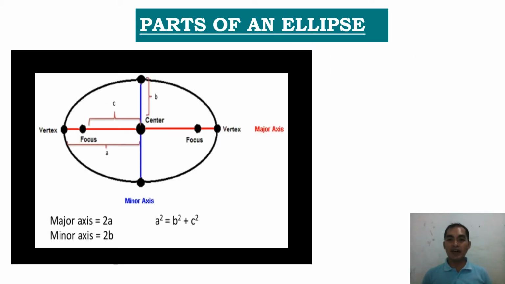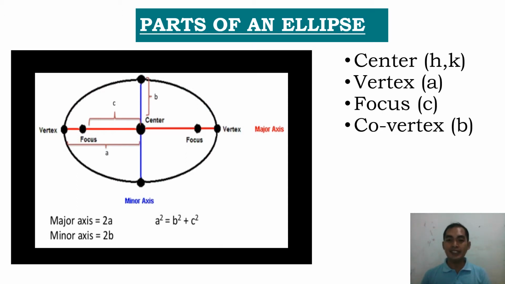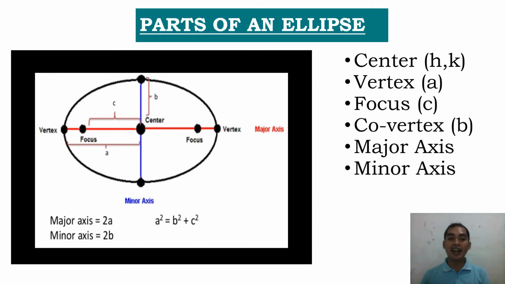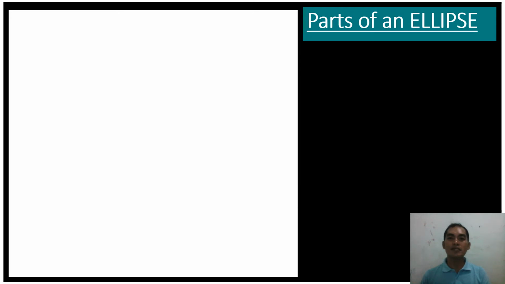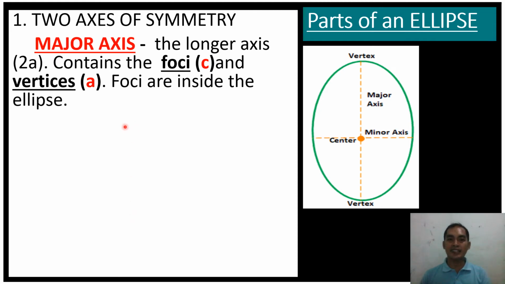What are the parts of an ellipse? So we have the center, the vertex represented by A, the focus represented by C, the co-vertex represented by B, the major axis, and the minor axis. So we define each. There are two axes of symmetry. The first is the major axis. This is the longer axis and the measurement is 2a.